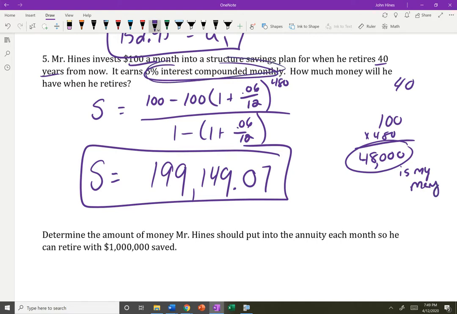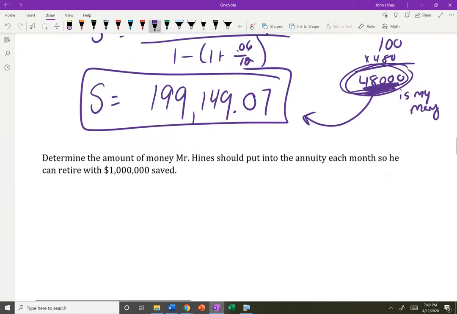And this is why you guys need to start saving money the minute you get a job. When you're in your 20s working, don't think you can just spend all the money you want. You have to start saving early, because under this scenario, $48,000 became $199,000. It almost quadrupled, it more than quadrupled in its value. That's awesome. That is an awesome thing that happens.